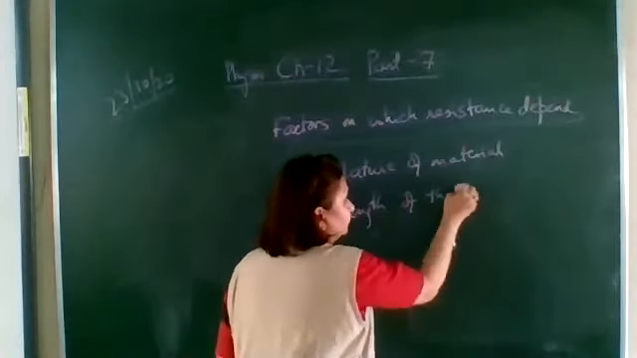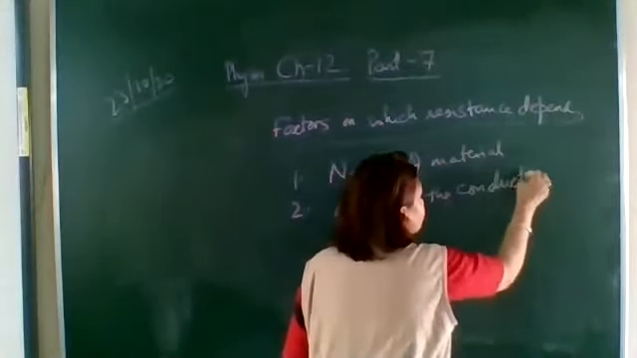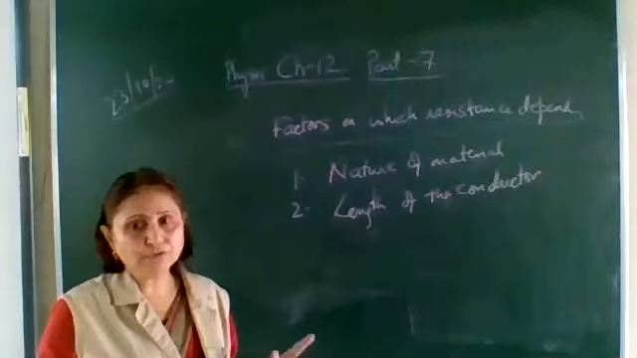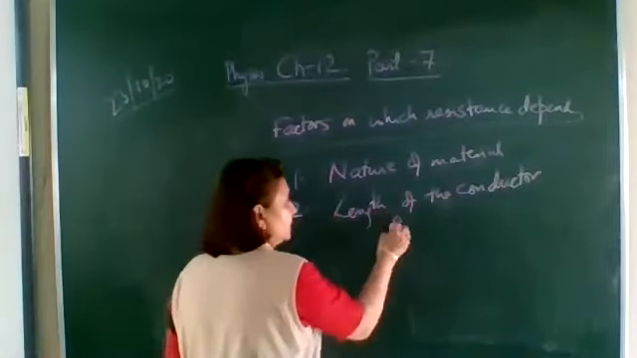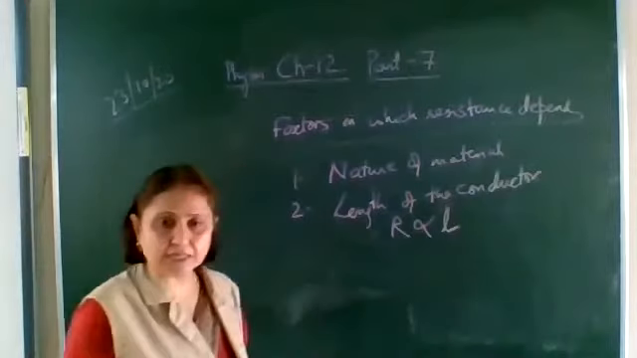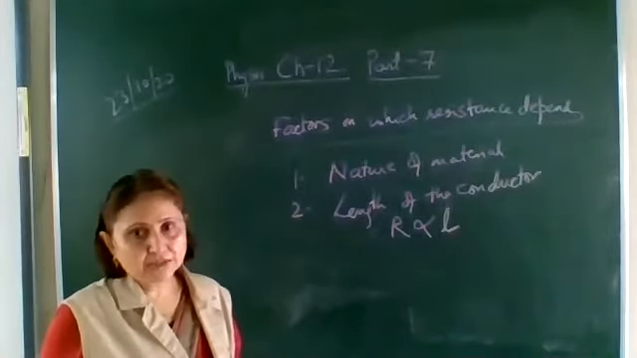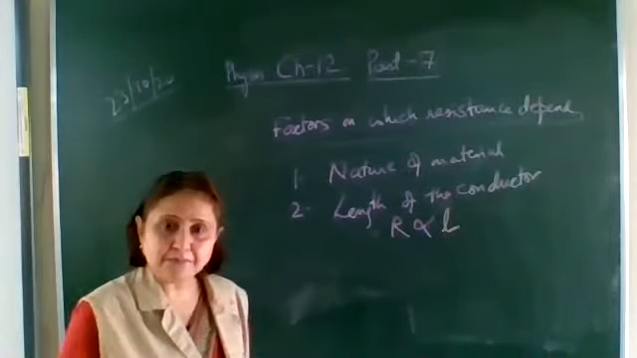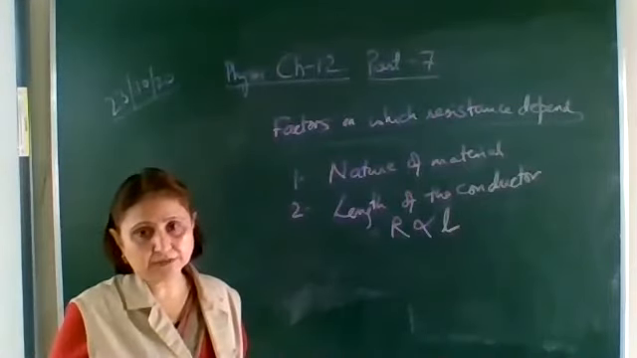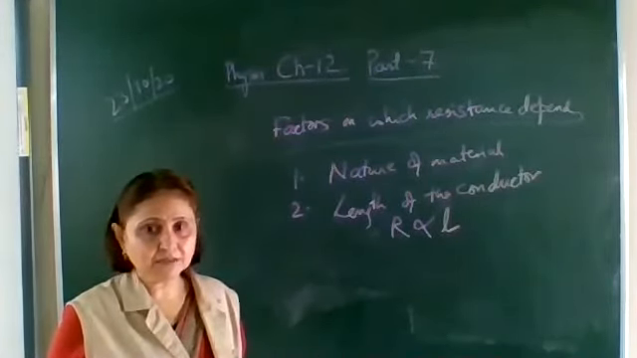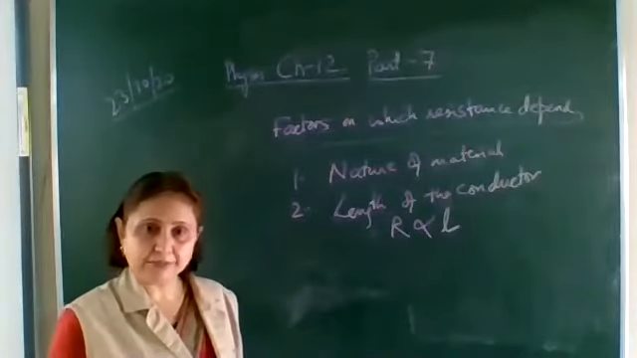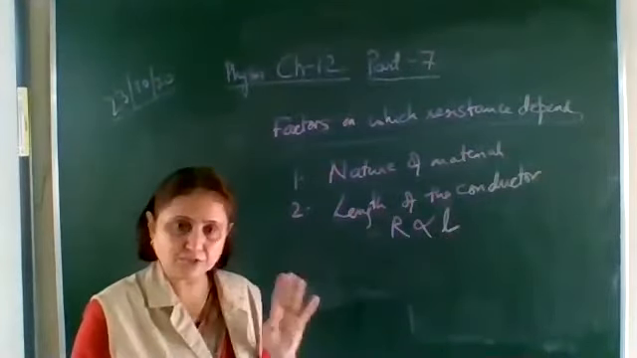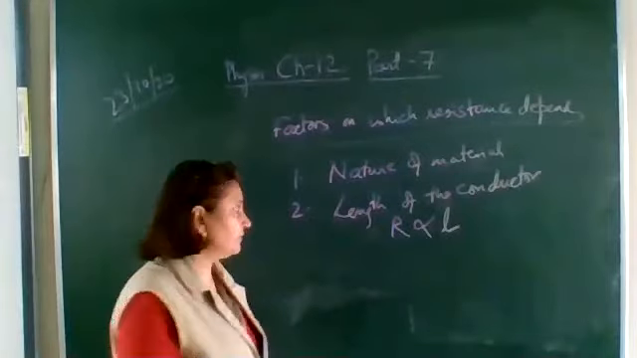Length of the conductor. How does it depend upon the length? The more the length of the wire, the more its resistance. So resistance is directly proportional to the length of the conductor. If we double the length of any given wire, the resistance will also get doubled, and if we halve the length of the wire, the resistance will also be halved.